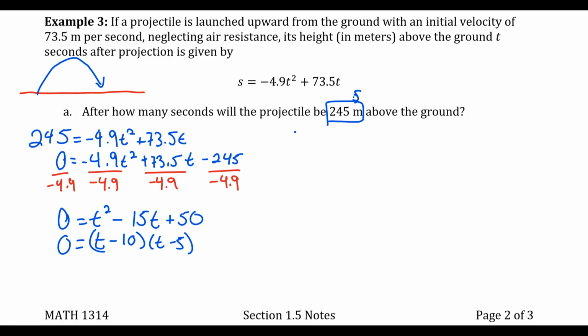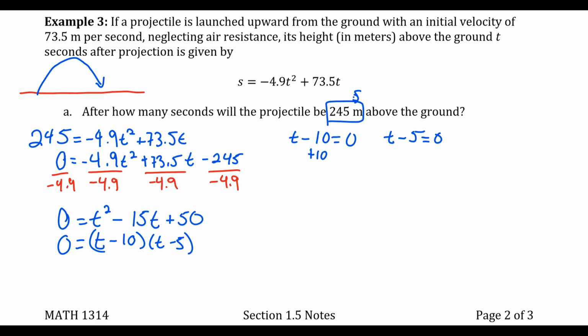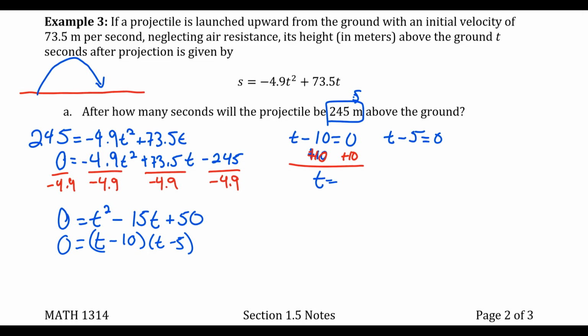And so I'm going to set each one of these, t minus 10 is equal to 0, and t minus 5 is equal to 0. So I'm going to solve the first one by adding 10 to both sides. And I get t is equal to a positive 10. Which, what does t represent? T represents the number of seconds after it's projected. So honestly, t, time, just like in length, has to be positive. So t equal 10 seconds is fine.